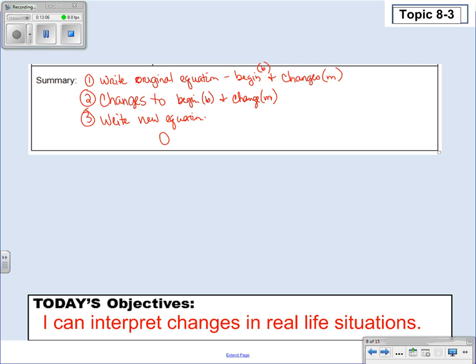I'm also putting here that the way we wrote the equation was our output is equal to how we begin. That was our B. Then plus or minus how it changes. That's our M times our input. So beginning and the change is what we're looking for. This concludes topic 8-3.